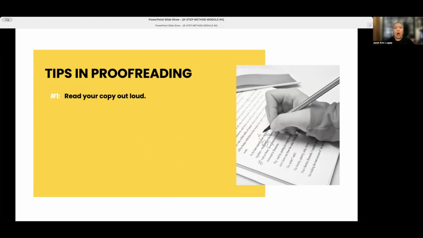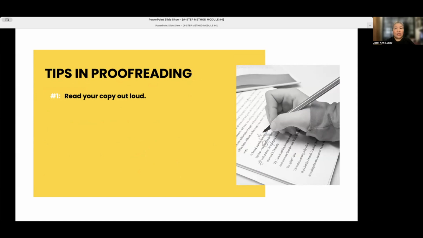First, read your copy out loud. By reading your work out loud, you make use of 2 senses, seeing and hearing. This increases your chances of catching errors. What one sense misses, the other may pick up. Pay attention to the sound of words, phrases, and sentences.